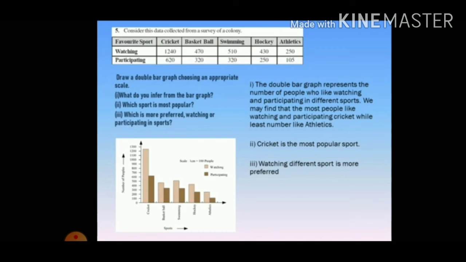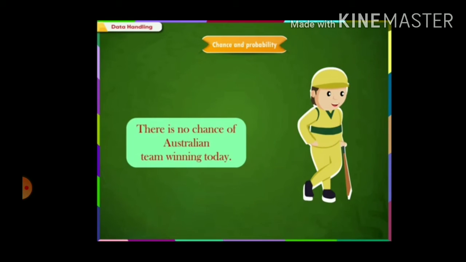Now let's move to the next section, that is chance and probability. So let's now watch this video and get a better understanding about this topic. We have come across such statements like this: there is no chance of the Australian team winning today, or there is no chance of raining today.